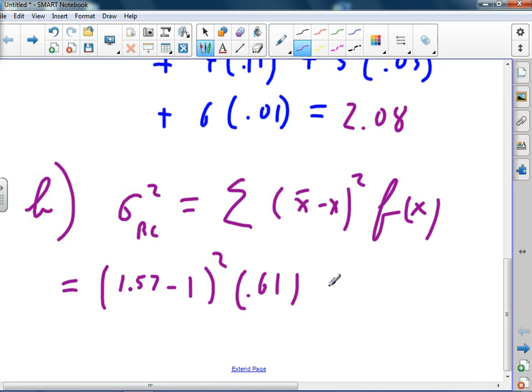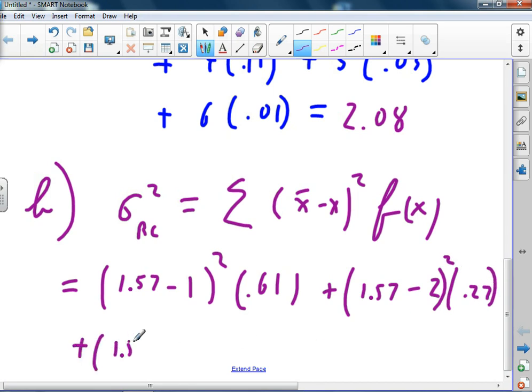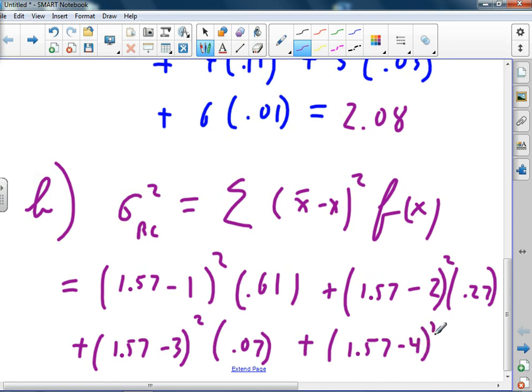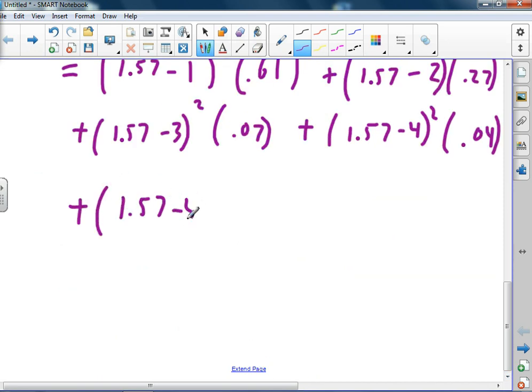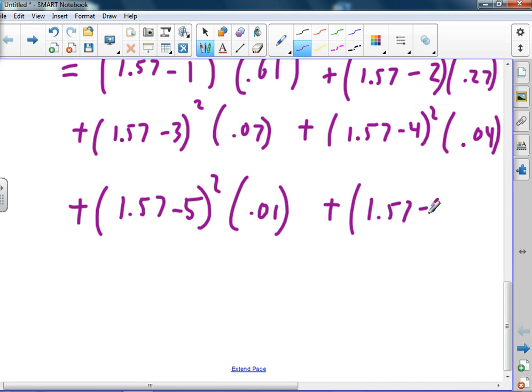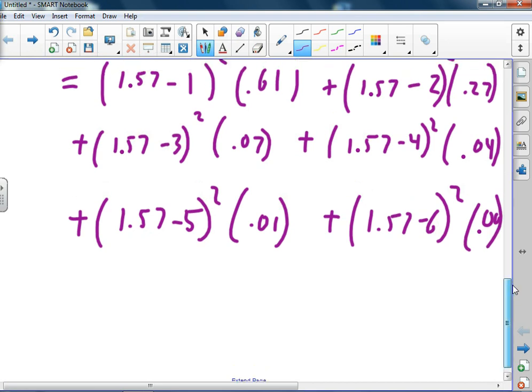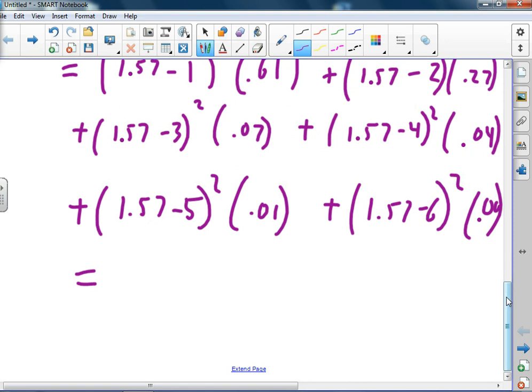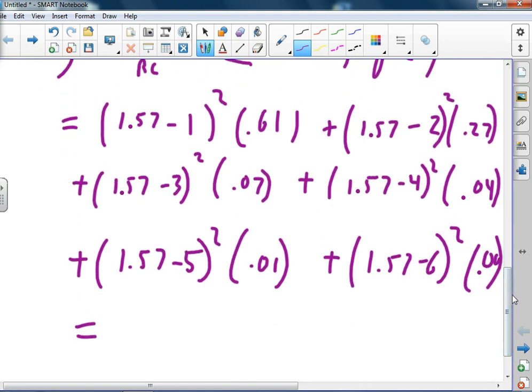One, because I have one person in the house, plus 1.57 minus 2 squared times 0.27, plus 1.57 minus 3 squared times 0.07, plus 1.57 minus 4 squared times 0.04, plus 1.57 minus 5 squared times 0.01, plus 1.57 minus 6 squared times 0.00, and we end up with some number, 0.75.